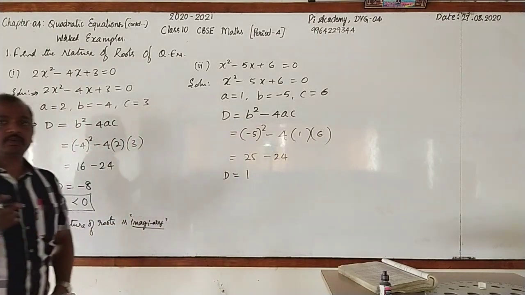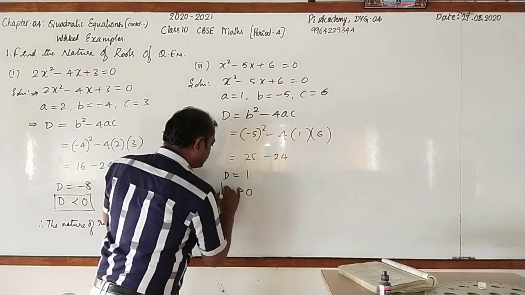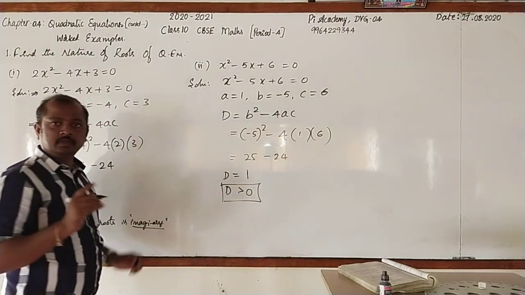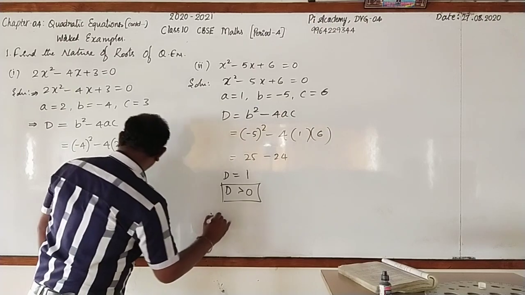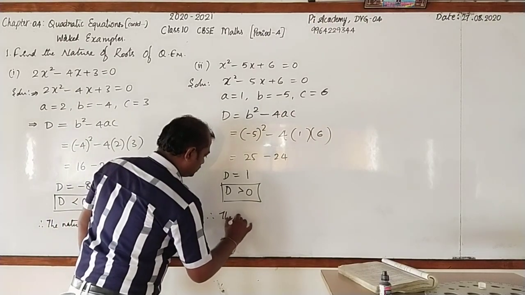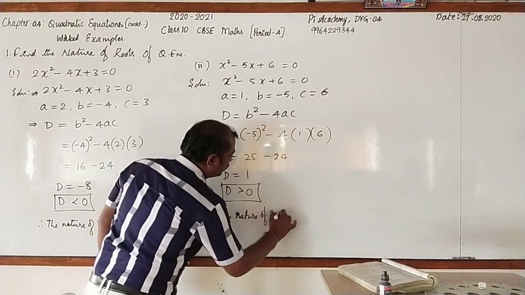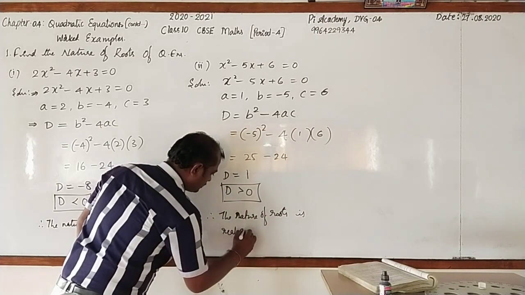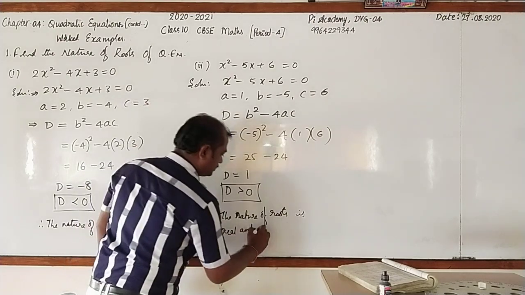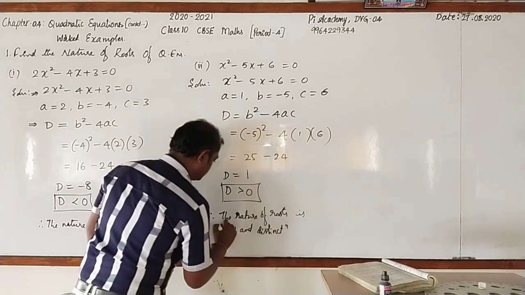Is it equal to 0, greater than 0 or less than 0? It is greater than 0. Clear? Then what will be the nature of the roots? Yes, therefore, the nature of roots is real and distinct. Right?